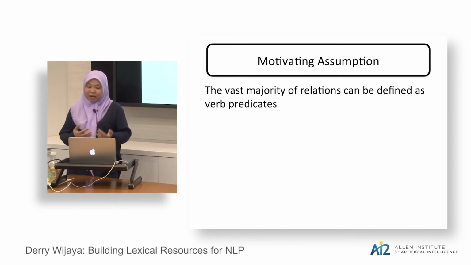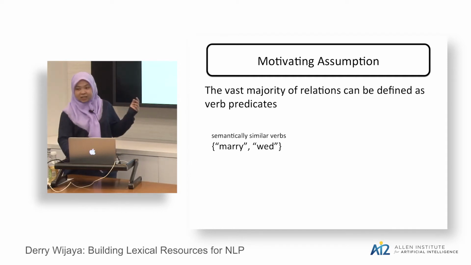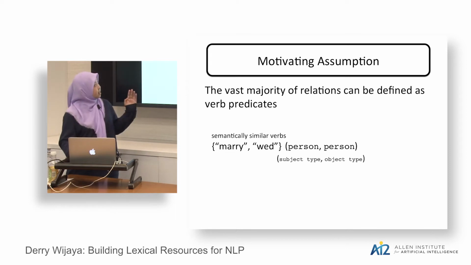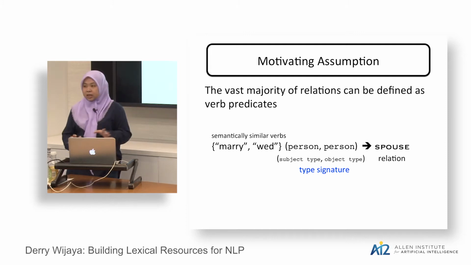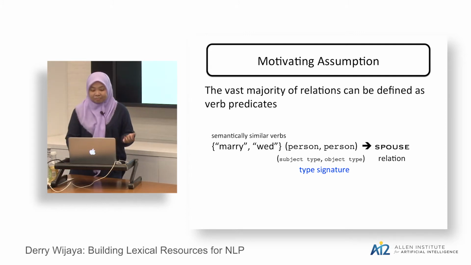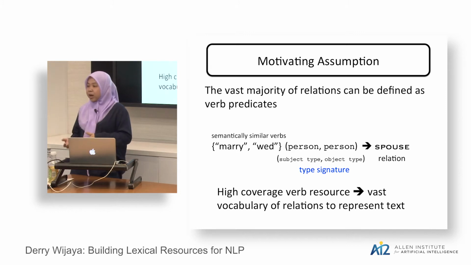And another motivation is that I believe that for the vast majority of relations, we can express it by using verbs. For example, for this group of semantically similar verbs, which take a subject of type person and object of type person, we call it the type signature of the verb, we can map it to the spousal relation in the world. And using this assumption, we believe that a high coverage verb resource can therefore provide us potentially with high coverage of relations to express the meaning of any arbitrary text.